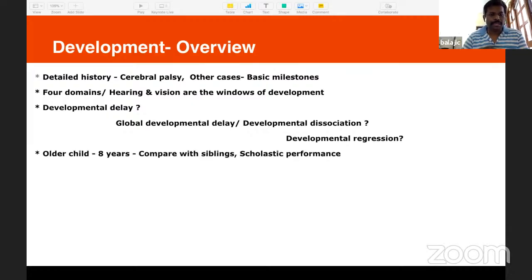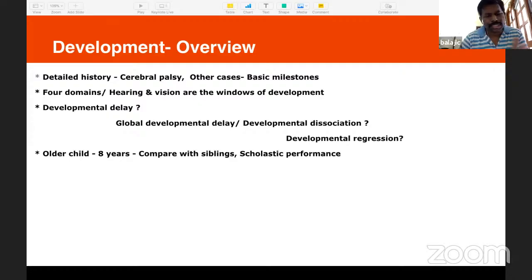Okay, and for older children, say 8 years old, the mother may not remember exactly when the head control came. You cannot ask the mother when did head control come for an 8-year-old child. The mother may not say that it came at 4 months, 5 months. She may not be very clear at what age exactly it came. So the best option for an older child is to compare with someone else, compare with the siblings.